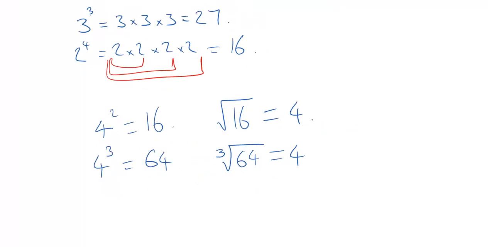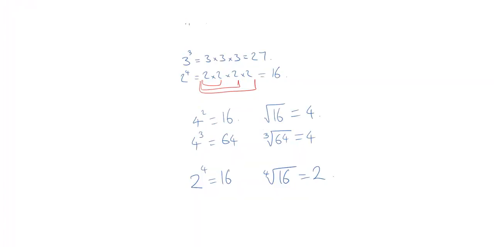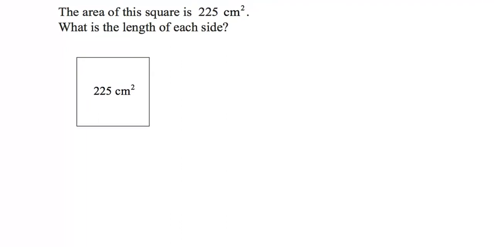Now, we can do this with all sorts of powers. So, for example, if I had 2 to the 4, I've already said in this lesson, is 16. Well, if I wanted to do a 4th root, so what number times itself 4 times makes 16, of course, that is the inverse operation. That is going to be 2. So that is a little explainer there. Hopefully that makes a bit of sense. Let's do some practical questions.